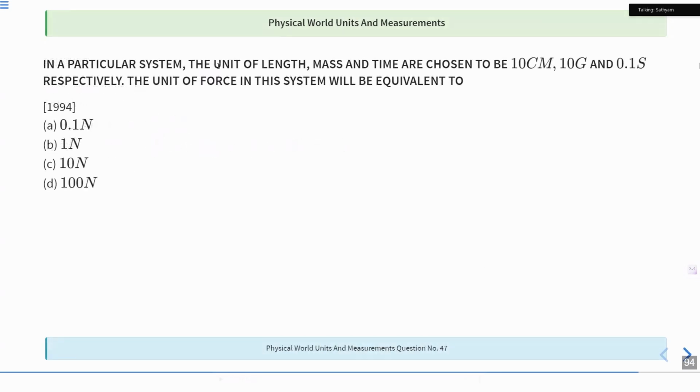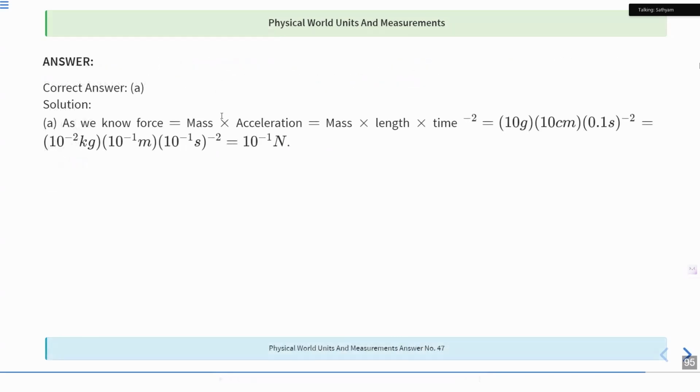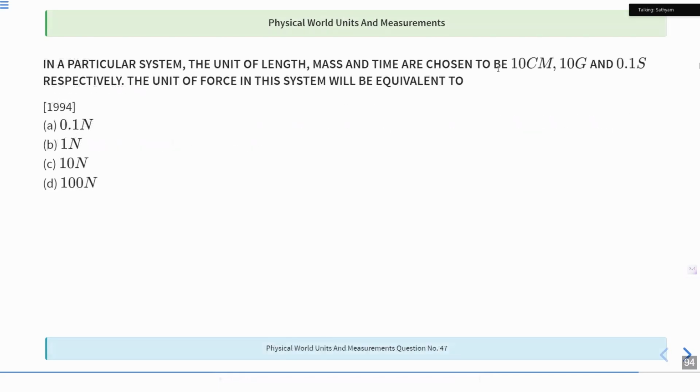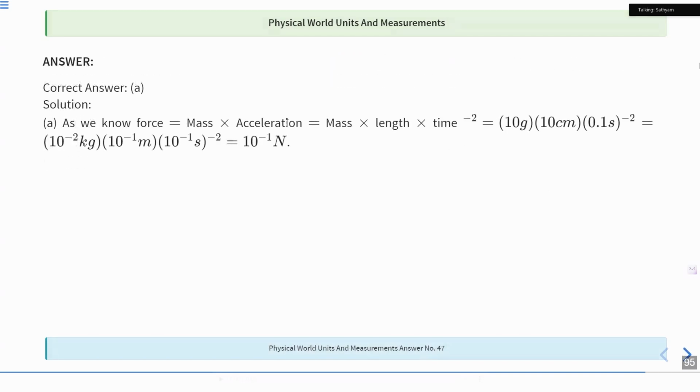In a particular system, a unit of length, mass, and time are chosen. What will be the unit of force? Simple. We know that force equals mass into acceleration. So mass into length into time to the power minus 2. Correct? Length, mass, and time are given. What is force? Force is equal to mass into acceleration. Acceleration is velocity by time. So length into T to the power minus 2. Correct? All right.